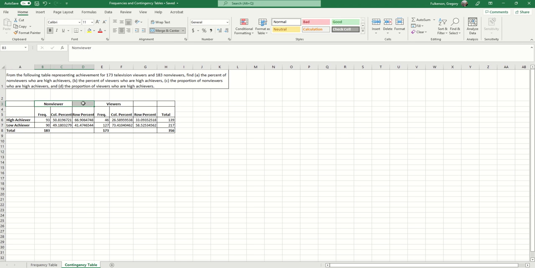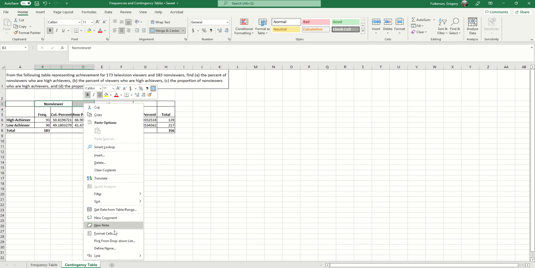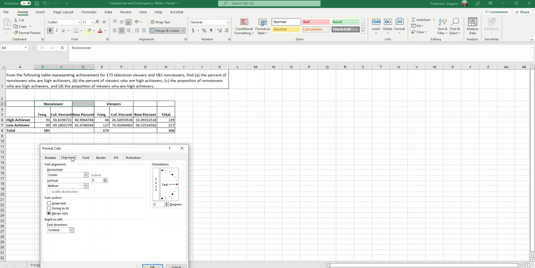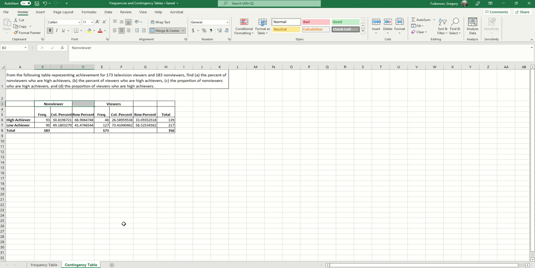Let's see, I'm actually going to merge these cells, which is under alignment. There we go. Okay, well, let's just move on.